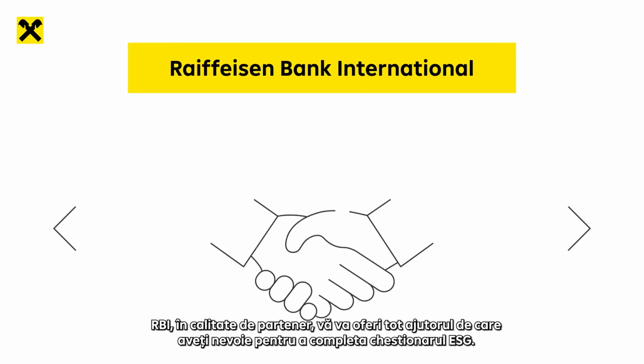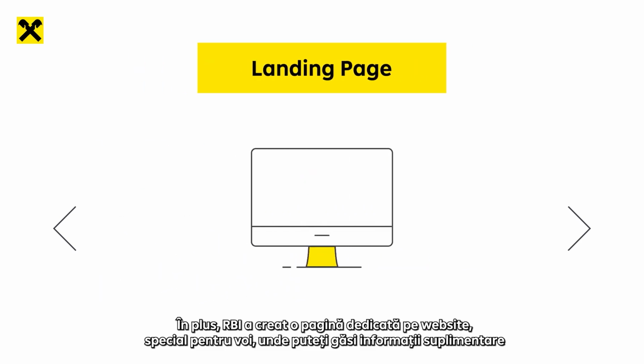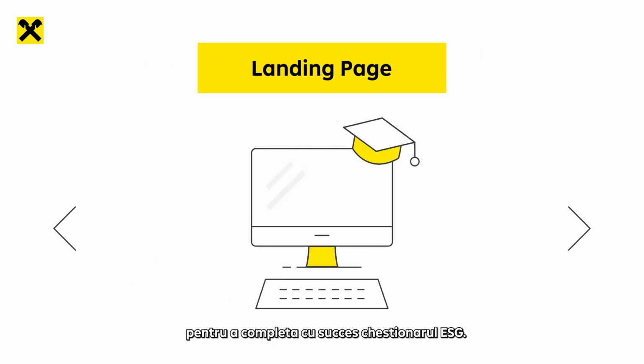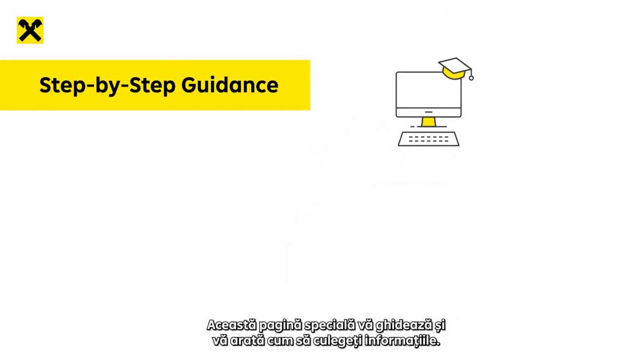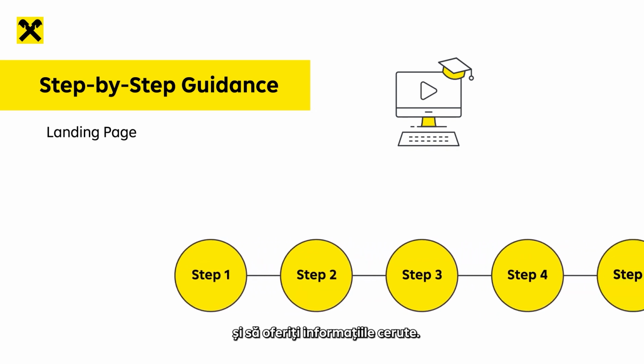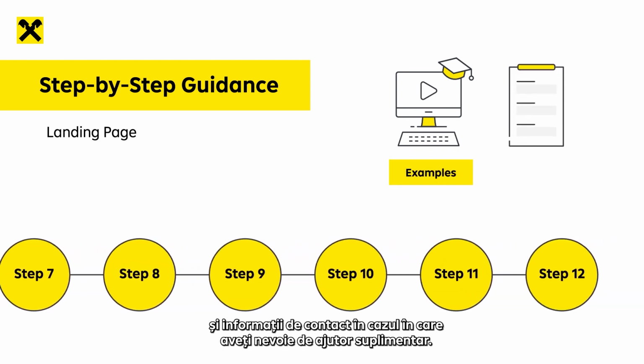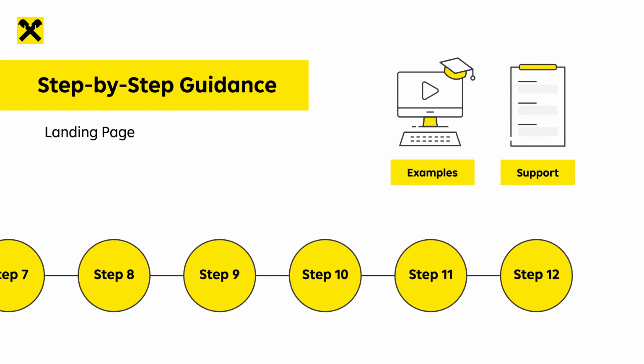RBI, as your partner, will provide all the help you need for filling the ESG questionnaire. Additionally, RBI created a landing page for you where you can find further information to successfully complete the ESG questionnaire. The landing page provides you guidance and shows how to gather the information for the questionnaire. Each step will help to understand its objective and the information required. There are also examples and contact information in case you need further help. Here are some selected details.